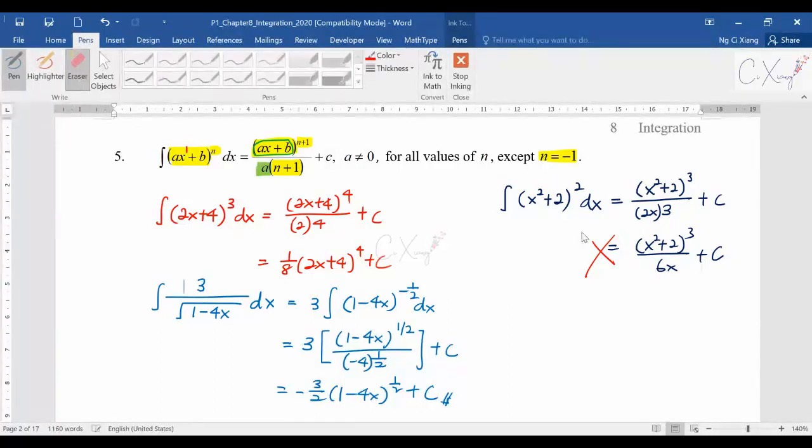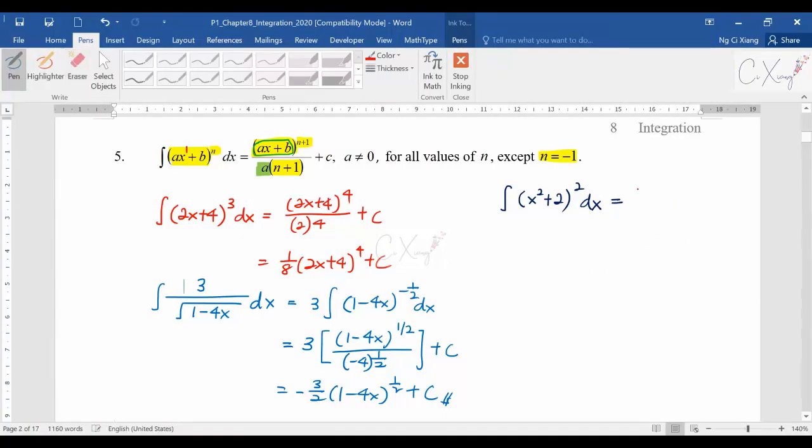Understand? All right. So if in the exam they give you this kind of question, how are you going to solve it? What you can do is expand the bracket first. Expand it to become x power 4 plus 4x squared plus 4. Only then you integrate term by term. So x power 5 divided by 5 plus 4x power 3 divided by 3, then plus 4x, then plus c. This is the correct way.